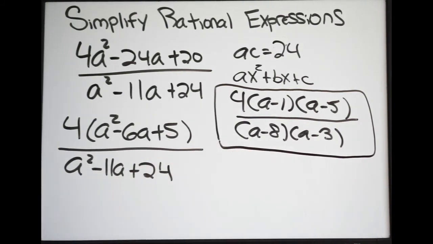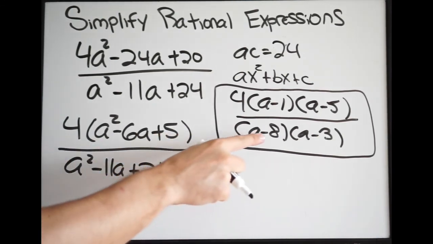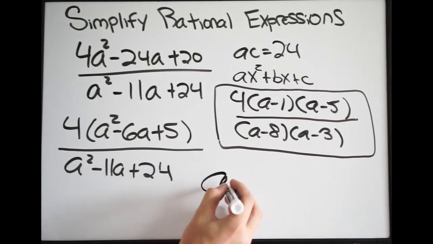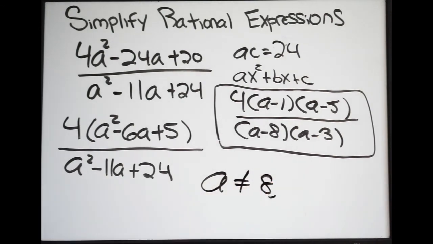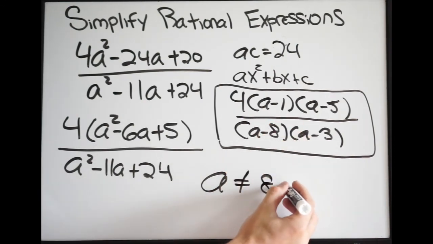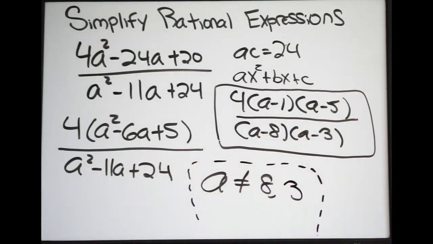Now, let's go ahead and just include those values that will make this expression undefined, right? So if a is 8, it will make the denominator 0, so it will be undefined. So we can say here a cannot be equal to 8, okay? It also cannot be equal to 3, right? Because again, it will make it 0. Okay, so this here is your final answer. All right, so that's simplifying rational expressions.